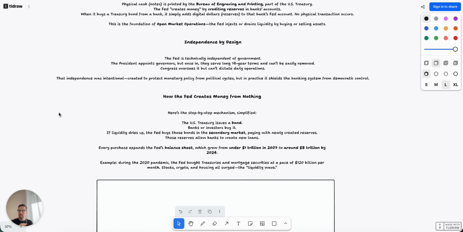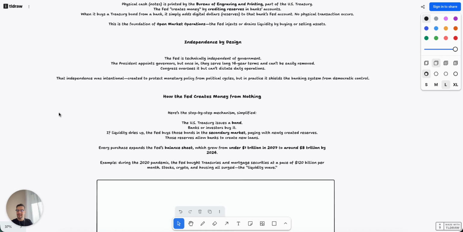The US Treasury issues a bond. Then banks or investors buy that bond. And only if liquidity dries up, the Fed buys those bonds in the secondary market, paying with newly created reserves. It's all kind of digital and it's all kind of thin air. So those reserves then allow banks to create new loans, right?